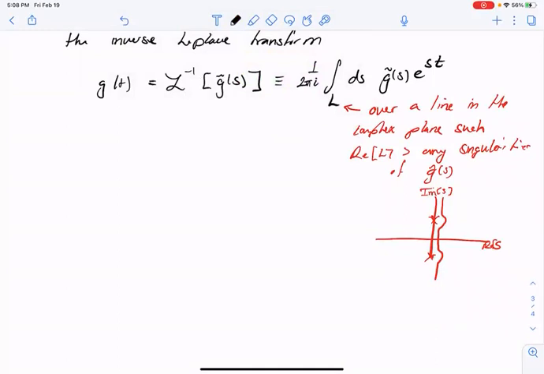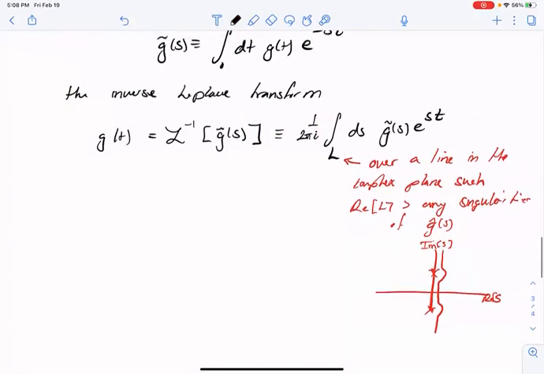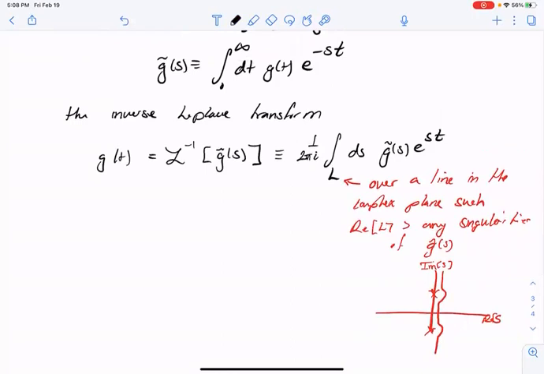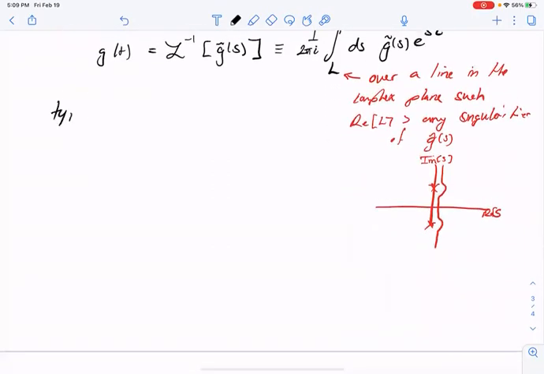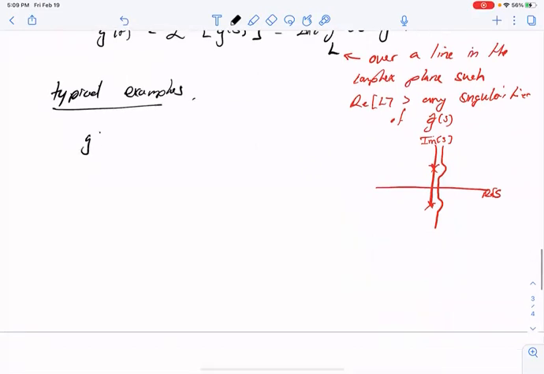However, for many Laplace transforms, because it's invertible, one can compute the forward transform and thus know the inverse by construction. So some typical examples would be, say, g of t is equal to just a constant, in which case g tilde of s, being equal to that exponential integral, is just 1 over s.